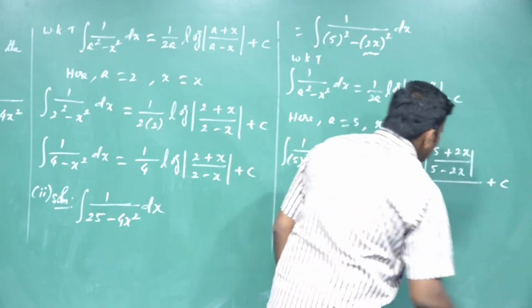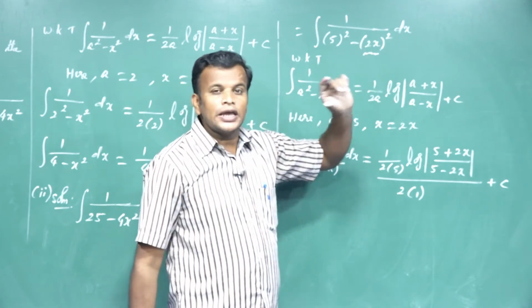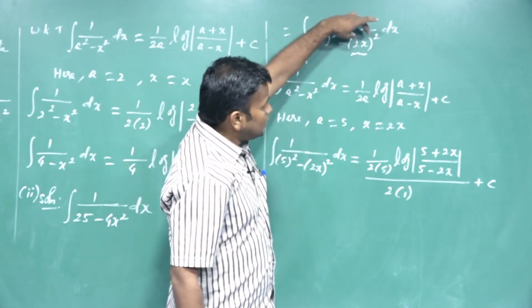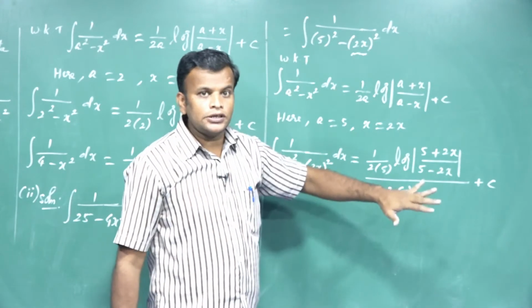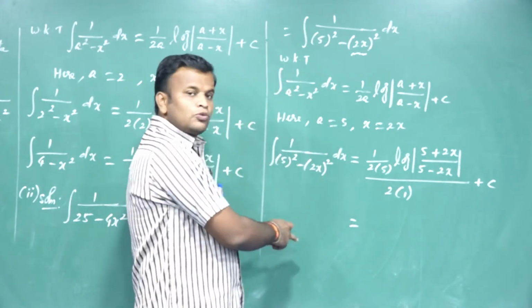Let's see how we get 2x here. 2 into 1, 2x is there. It's a composite function. Except x, if any more value is there, you differentiate the term and we put the answer in the denominator. So what is the final answer? It's nothing but our given sum, okay?